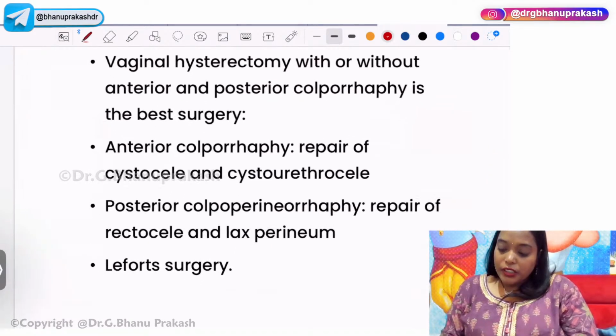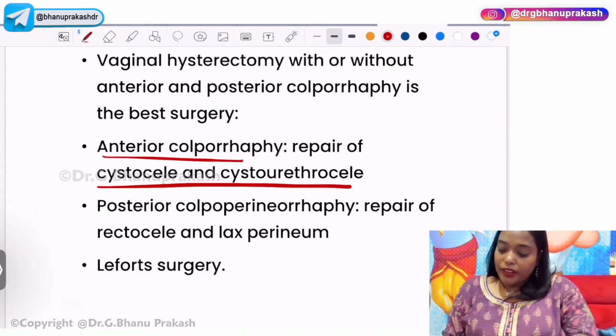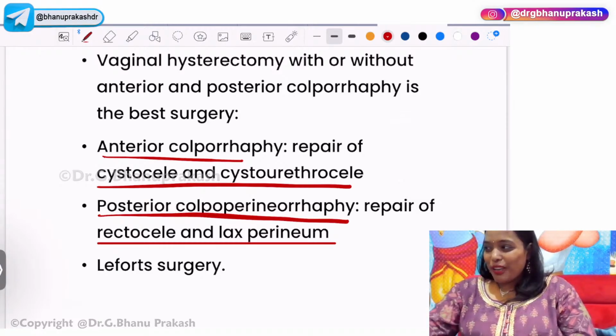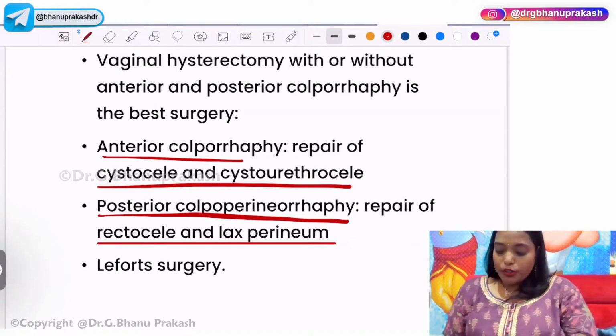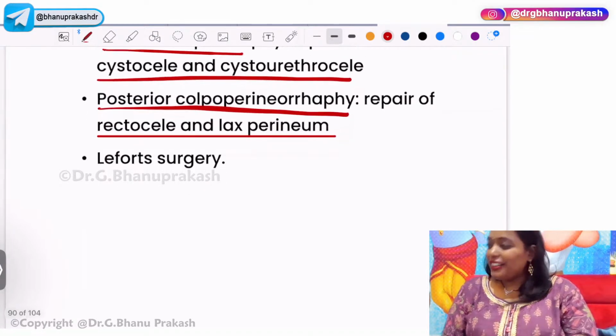If you have cystocele or cystourethrocele, then you'll go for anterior colporrhaphy. If you have rectocele or lax perineum, you'll go for posterior colpoperineorrhaphy. Right? So cystocele or cystourethrocele, anterior colporrhaphy. Rectocele or lax perineum, posterior colpoperineorrhaphy. Right? What will you do for enterocele?